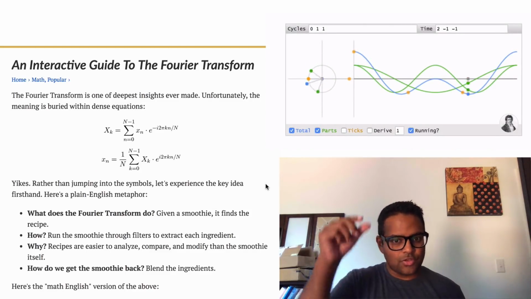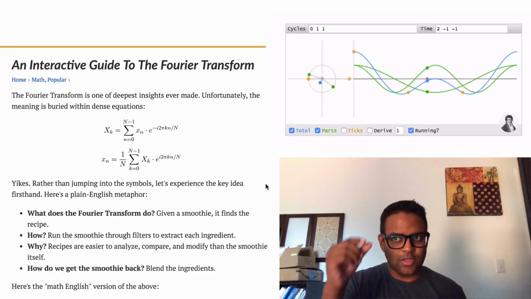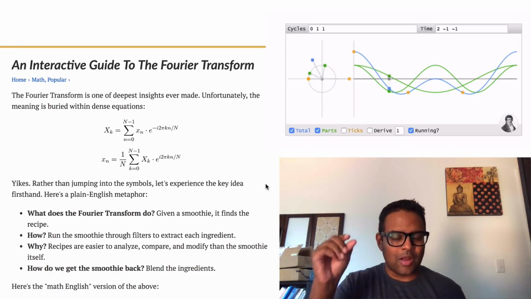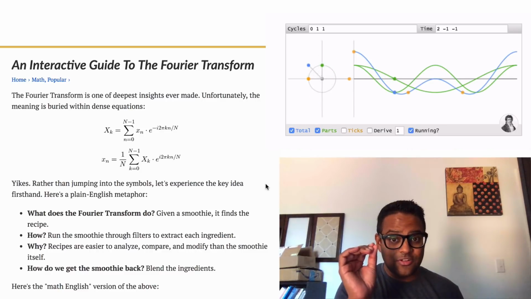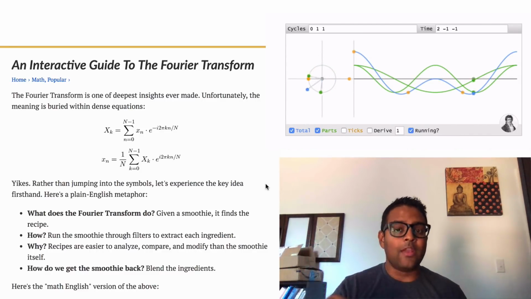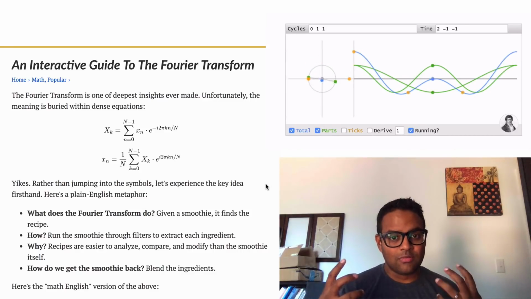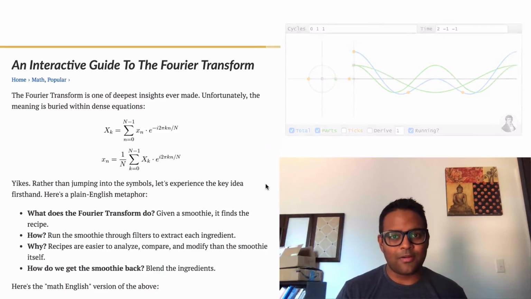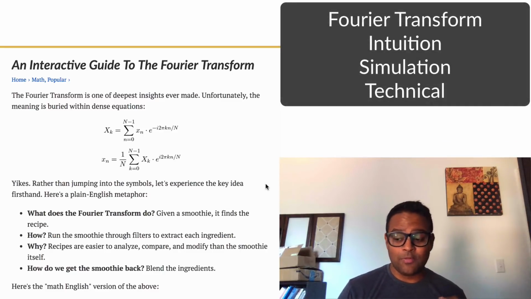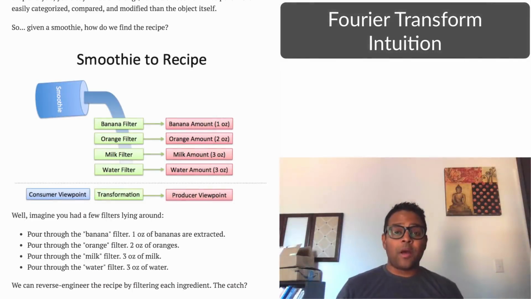It's kind of like running drop by drop the smoothie through the filters. If we can get the recipe behind every single drop of the smoothie, we combine those recipes and we have the recipe for the full smoothie. So the Fourier transform essentially lets us get the recipe behind every single instant of our signal, and then we combine those to get the full recipe. And of course, at that point, we can analyze it and understand the signal a lot better. So, with that said, again, we're going to jump into more of the intuition, into some simulations, and then finally into the technical understanding. Okay, let's hop into some more of the details.